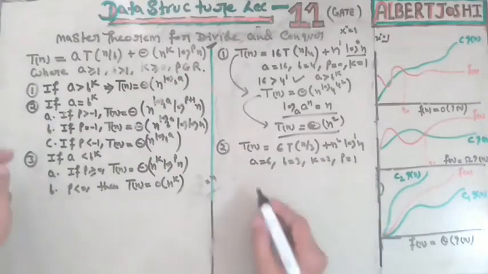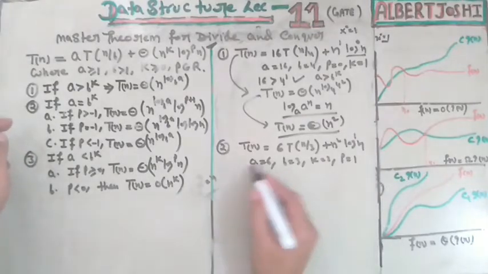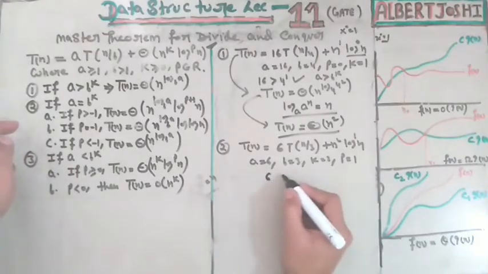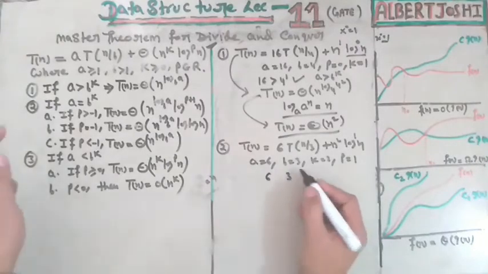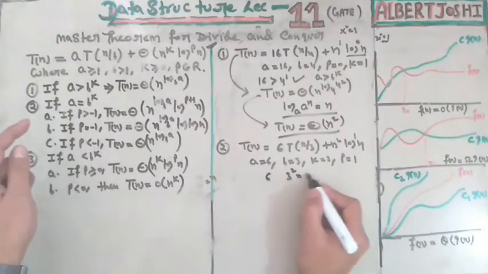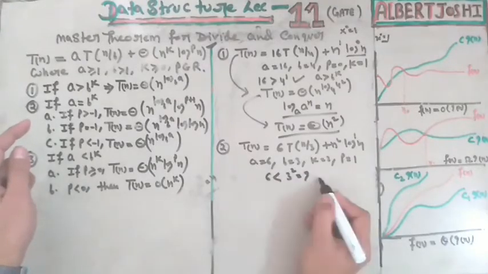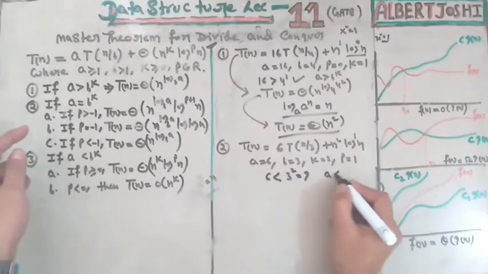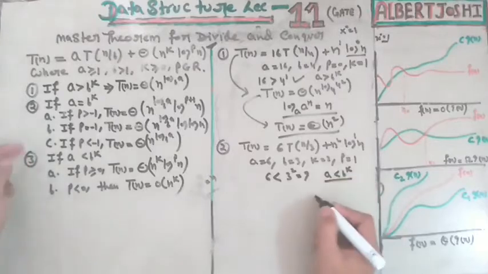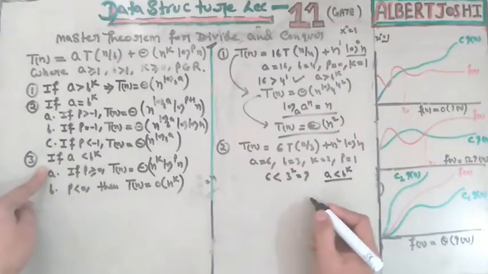Now which one is correct? Now a = 6, and b^k is 3 squared, 3 times 3 is 9, equal to 9. You know that this is less than this. It means that a is less than b to the power k. Condition number 3 is holding.